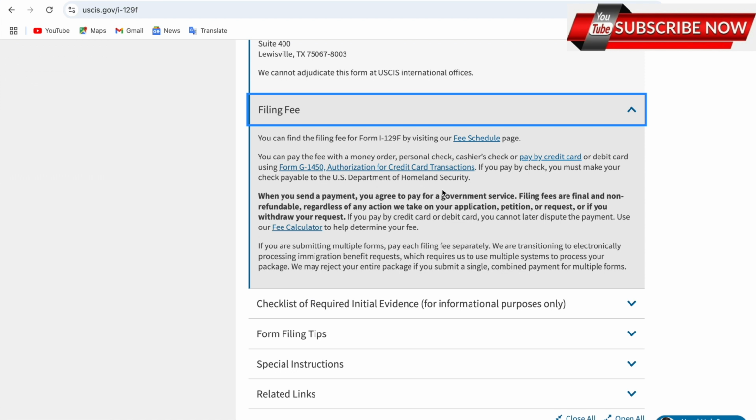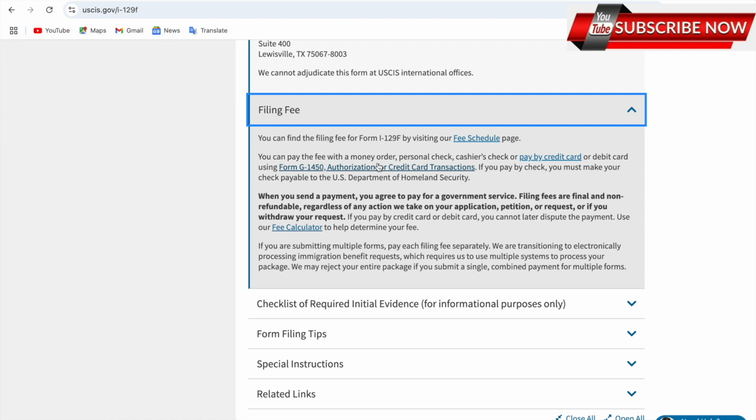So the filing fee, as you can see, before they used to give you the filing fee, but now they don't. They want you to go to this place, the fee schedule. You click on it, and if you enter Form I-129F, it will show you the amount that you need to pay. If you are using a credit card, you need to fill out this form. This form is only for credit card or debit card. It will ask you for the card information. You need to print out this form and fill it out with your card information.